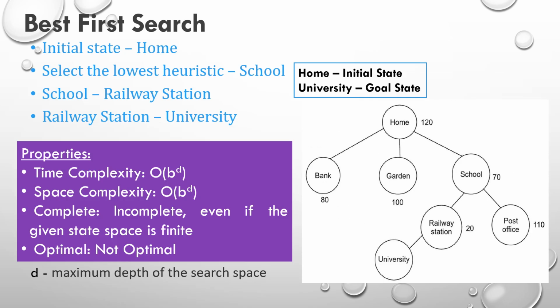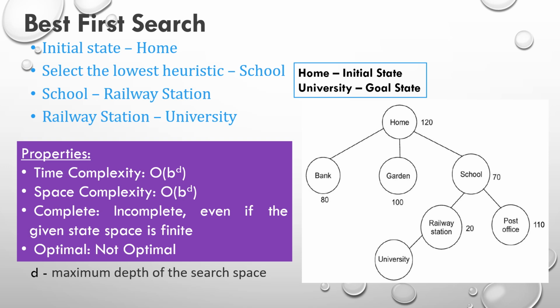From home, we can see that home is connected with bank, garden and school, and we write the corresponding heuristic values 80, 100, 70. What is the least value? We choose the lowest heuristic value path, so home to school, 70, is the least value. Then we expand school. School is connected with the railway station and the post office, with heuristic values 20 and 110.